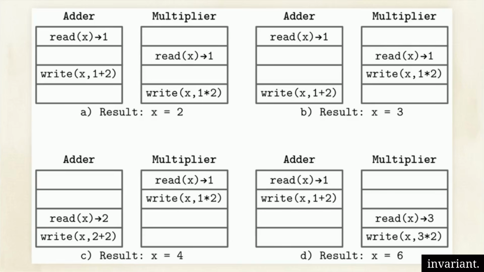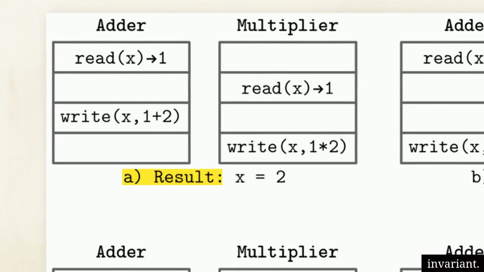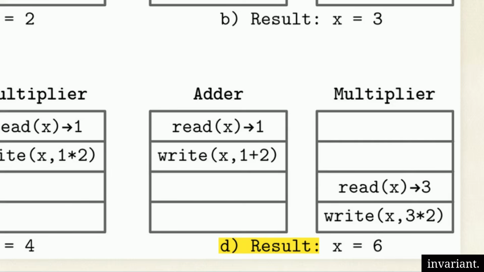This diagram shows interleaving outcomes of concurrent execution. Read and write commands overlap in unpredictable sequences. If the adder writes first and is overwritten, we get outcome A. If the adder reads first, we get outcome D. The same operations yield completely different results.